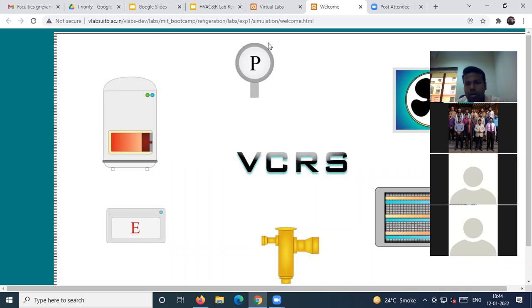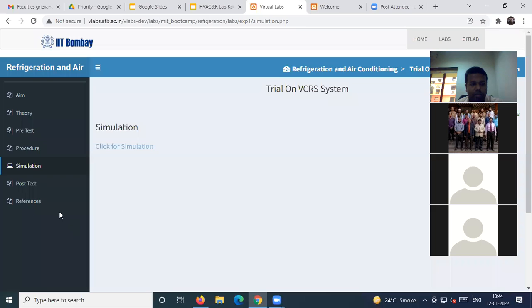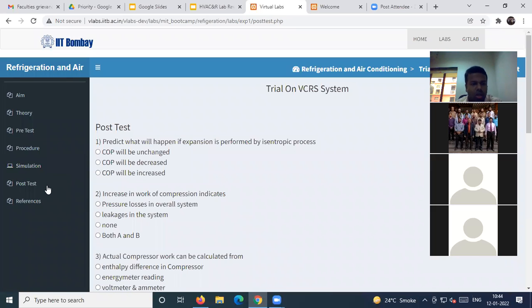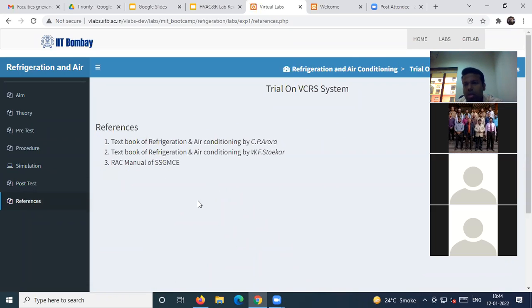You can see this virtual lab. Once you have performed the experiments, before the test, after the test you can give. After performing the experiment you can give the test. Also they have given some references here. You can browse through such contents like the virtual lab.